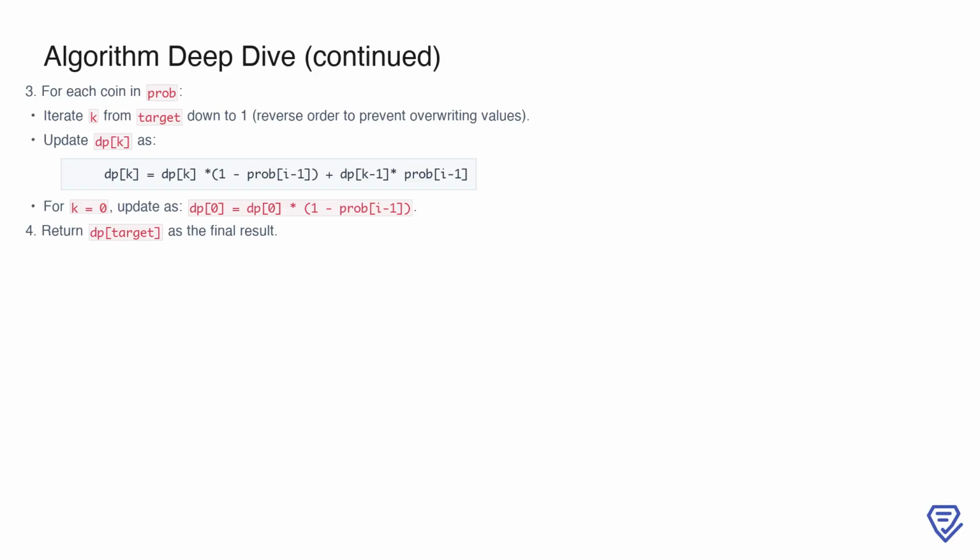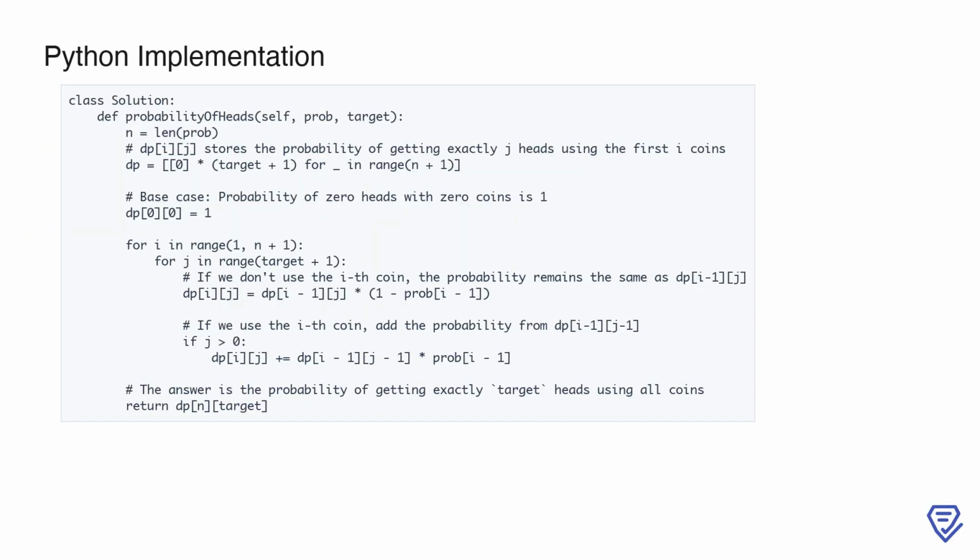Finally, after processing all coins, the result representing the probability of achieving the target number of heads is found in dp[target]. This solution implements a dynamic programming approach to calculate the probability of getting exactly target heads after tossing n strange coins. Each coin has a unique probability of landing heads, given in the input list prob. We first initialize a 2D array dp where dp[i][j] represents the probability of getting exactly j heads from the first i coins. The base case is straightforward: dp[0][0] is set to 1 because the probability of 0 heads with 0 coins is 1, and all other dp[0][j] values are initialized to 0.